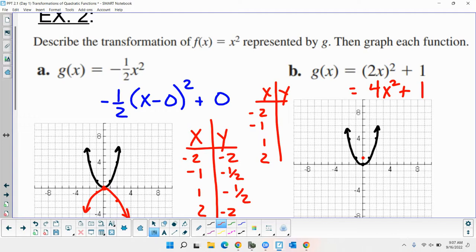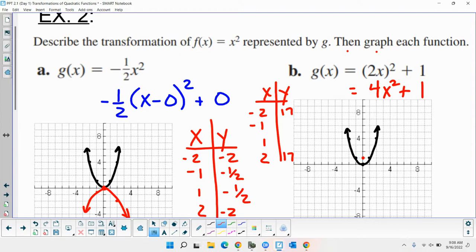-2 squared. 4. What's 4 times 4? 16 plus 1? 17. So at -2, we're way up here somewhere. And then +2, what are you going to get? Same thing, right? So it's way up here. Does that look like it's going to be skinnier?